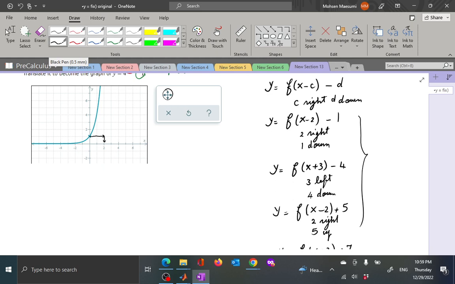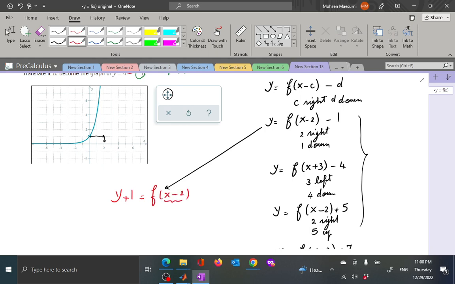This y affects vertical movement, so it's best to be written next to the variable that's responsible for that. So another way of looking at this problem is to take this thing and write it like this. Take the minus 1 to the other side, so it becomes y plus 1 is equal to f of x minus 2.